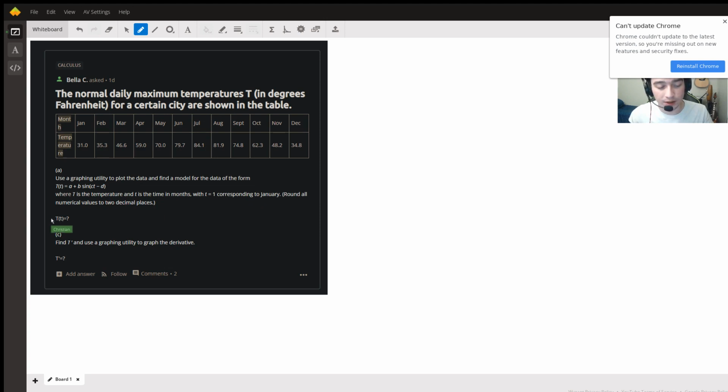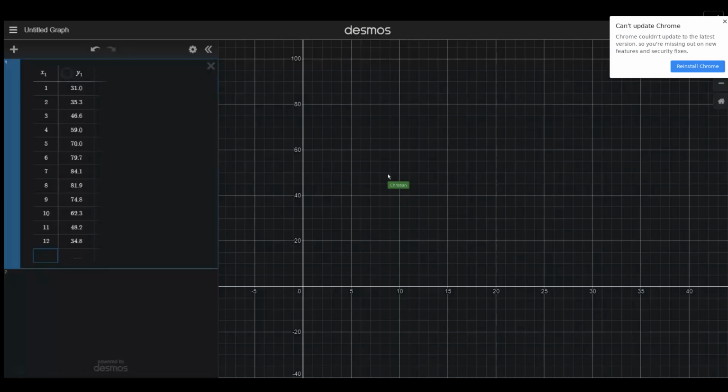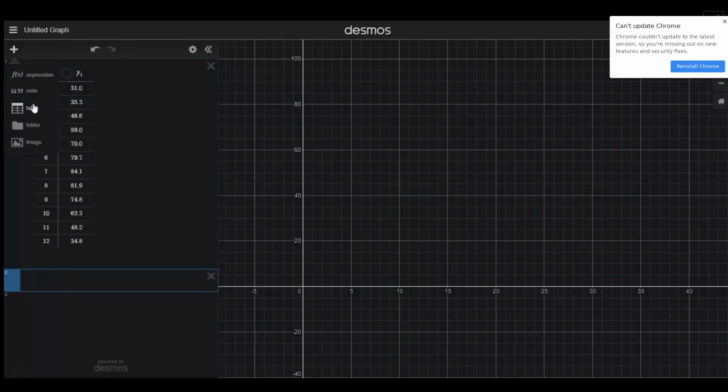It's asking what is the temperature T as a function of time. So whenever you're given data like this, you're going to need to go to something like Desmos because this is going to make your life easier. You'll see why. So on Desmos, you can plot things. You press the plus sign, you go to the table, and then you can put in any points for x and y. So my x-axis is months, and then the y-axis is temperature.